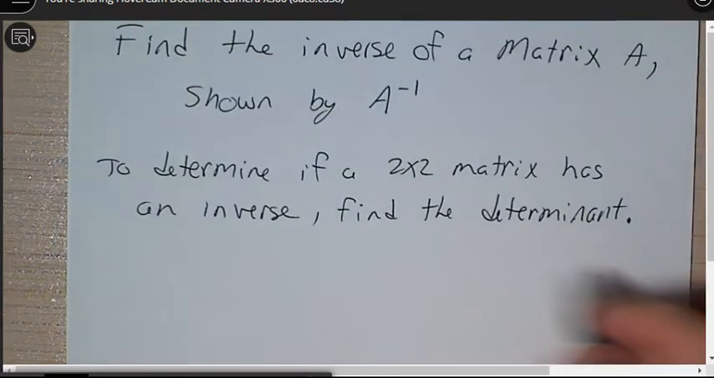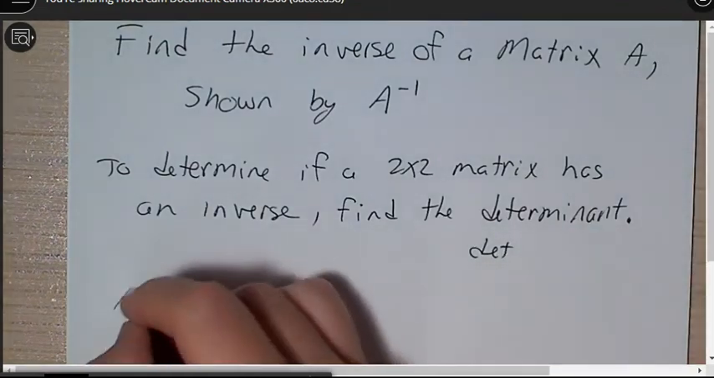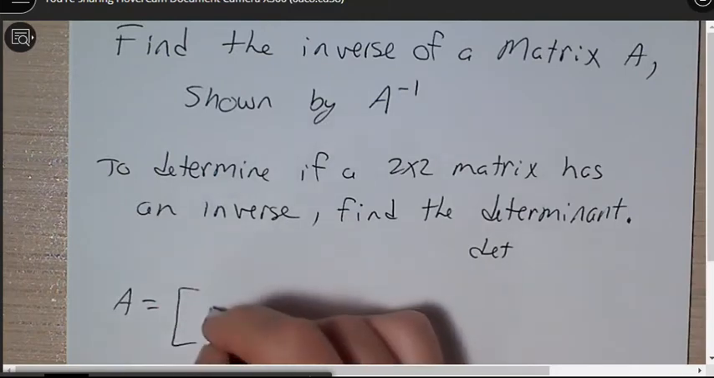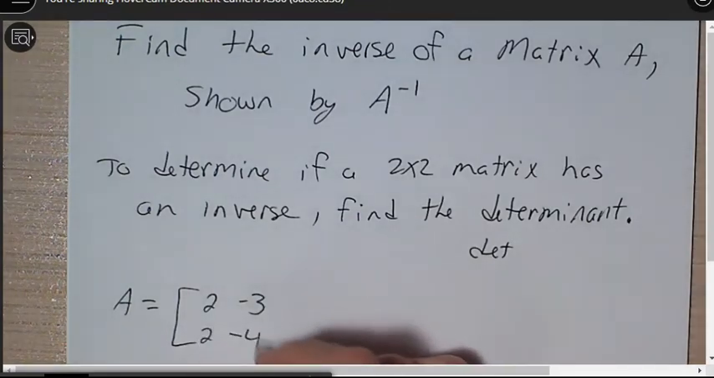Okay, and determinant, a lot of times they'll say for short it's just DET. So let me give you this one. So let's say matrix A is 2, -3, and then 2, -4.